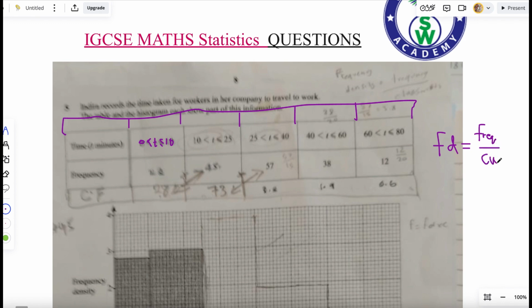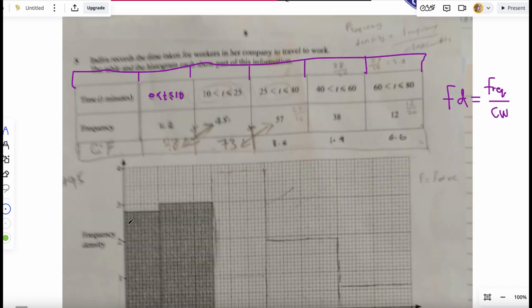For example, this first one, the class width is 10, because T is less than or equal to 10, greater than 0. That means 1, 2, 3, 4, 5, 6, 7, 8, 9, 10. So the class width here is 10. However, for this question, they've given us the frequency density from the graph. Here, they want us to calculate. They didn't put any value here.